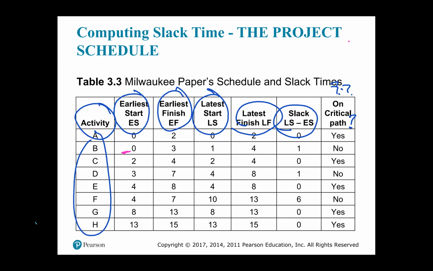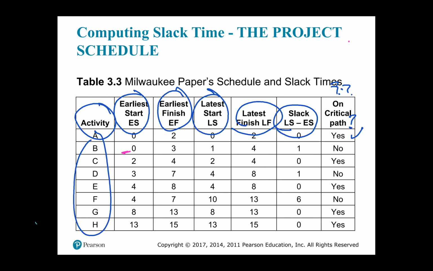So for example, if you look at activity A on the network, you'll see that the early start time is 0, the early finish time is 2, the late start time is 0, the late finish time is 2, and the slack time is 0. And is it on the critical path? Yes or no? Yes, you answer that question.